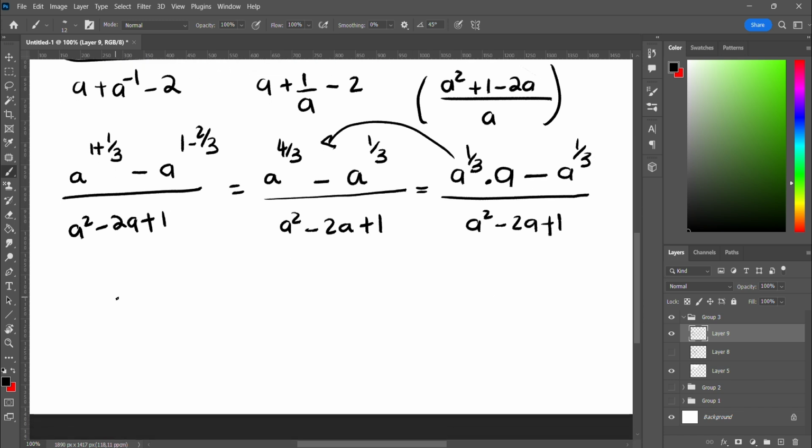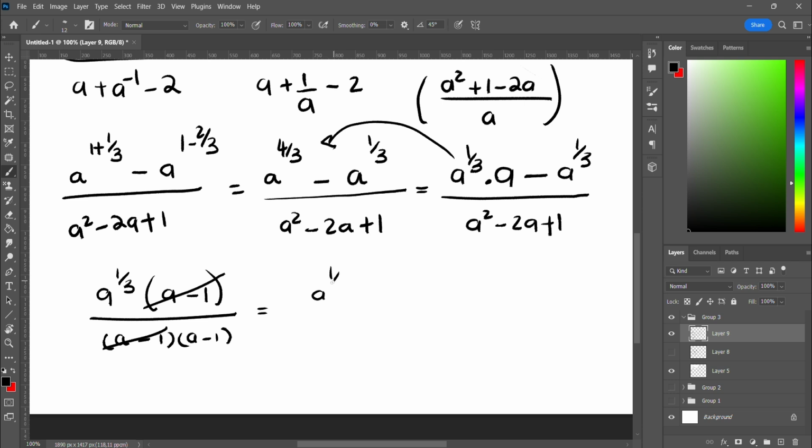So I'm going to take out a 1 over 3. I'm going to be left with a minus 1, and then I have that thing I always have with the factors, a, and both minuses are going to yield a plus. So I'm going to have one of them gone, and I'm going to have a 1 over 3 all over a minus 1.